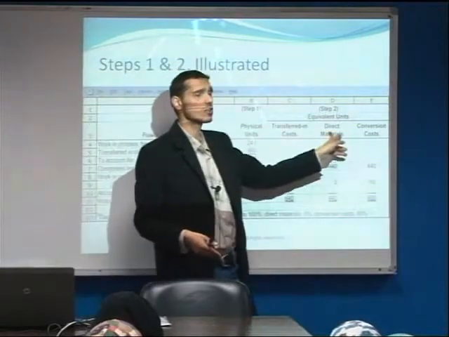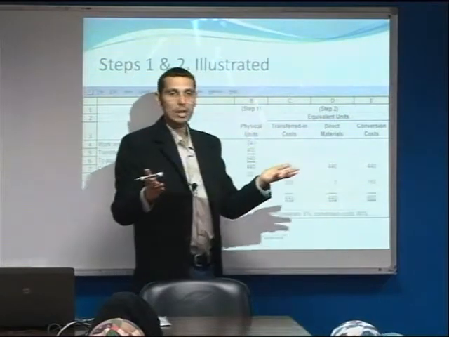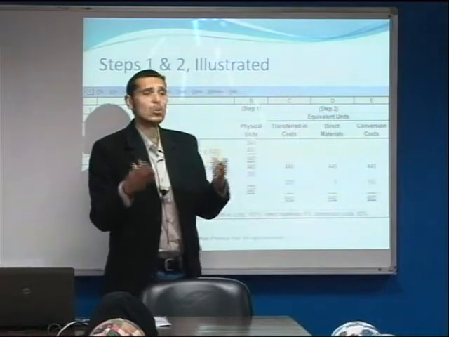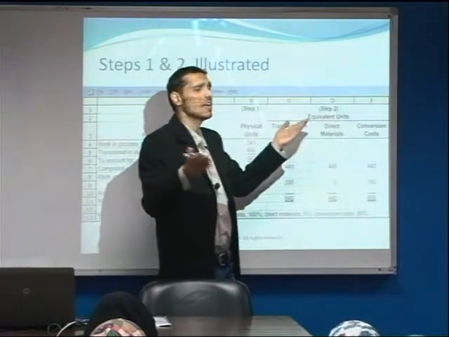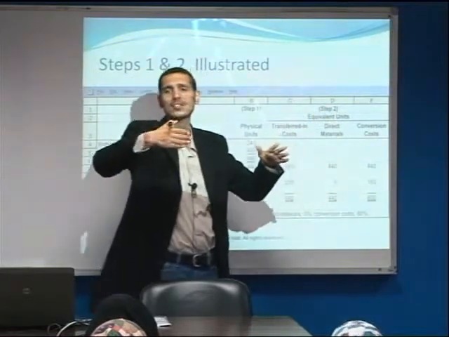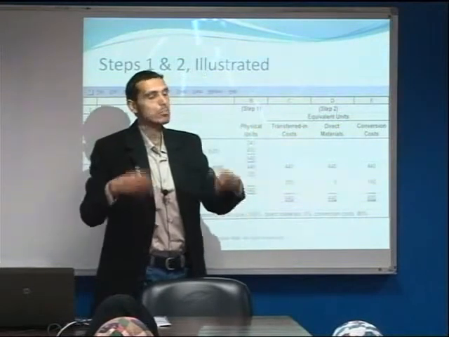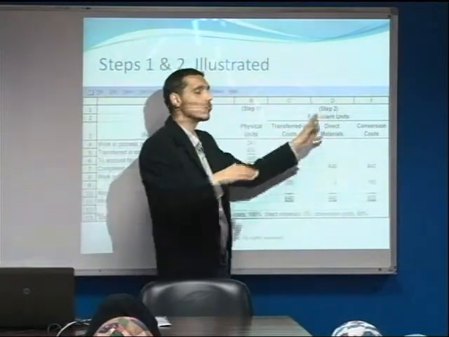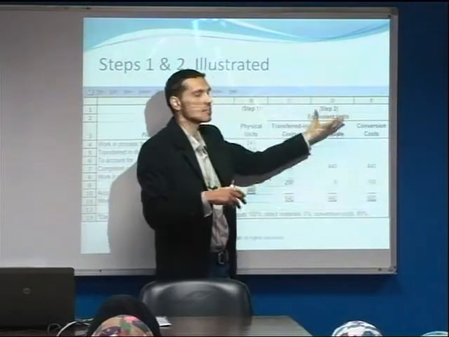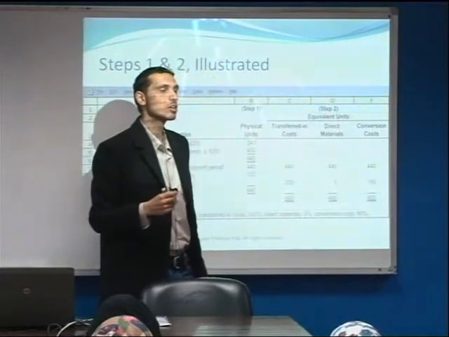Now, the direct materials, on the other hand. In some cases, we would have the direct materials added maybe at the 40% point, or the 10% point, or let us say the 60% point. Therefore, we need to consider the case before calculating the equivalent units. In this case, the direct materials is added at the end of the manufacturing process.